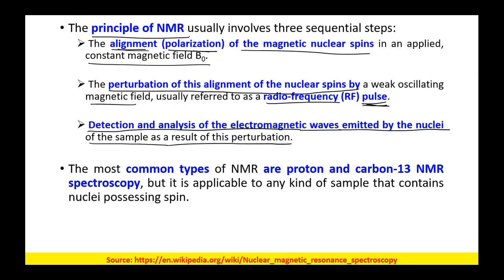Okay. The most common types of NMR are proton NMR and C13 NMR spectroscopy. But it is applicable to any kind of sample that contains nuclei possessing spin. Okay.